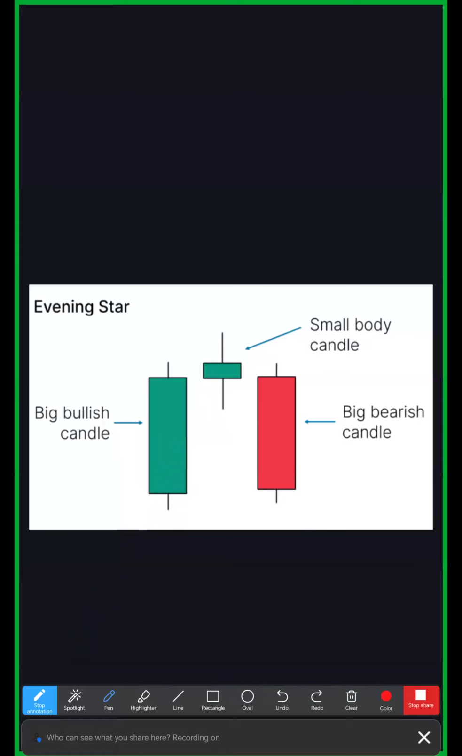Can you see the three bodies of the candles? The first one is a green candle, since the market is coming from the bottom. That's why you see this candle here. It tells you that buyers are in control. Okay? Buyers are in control as the market is going up.